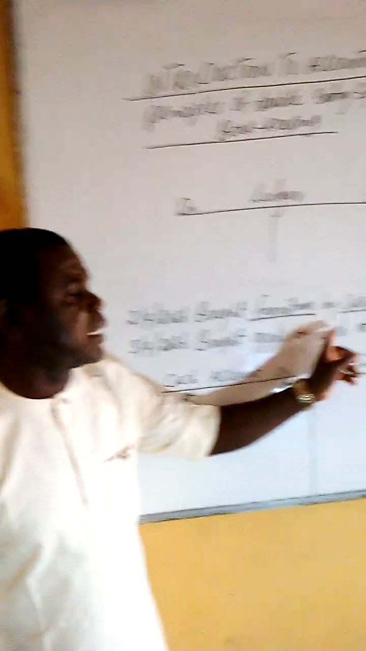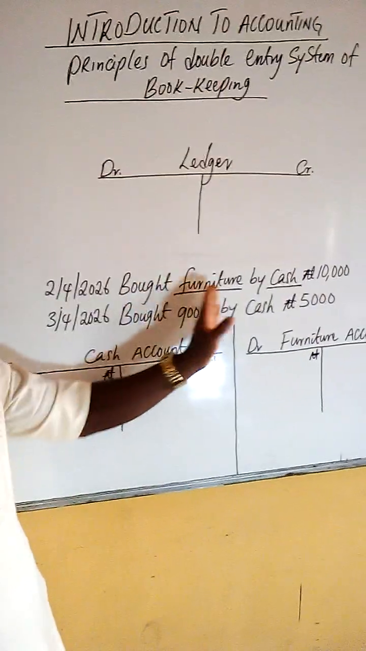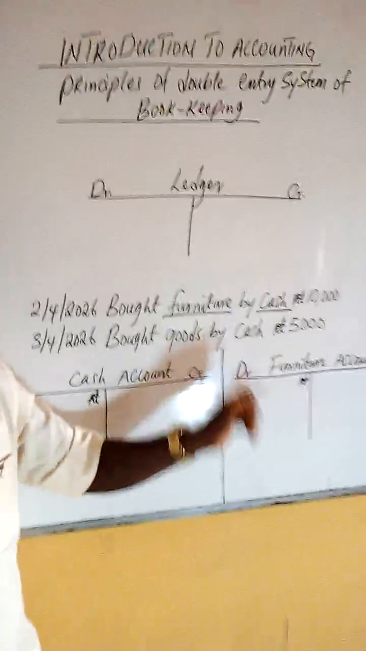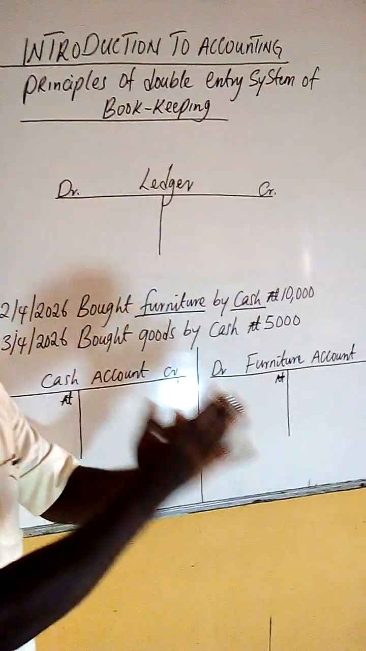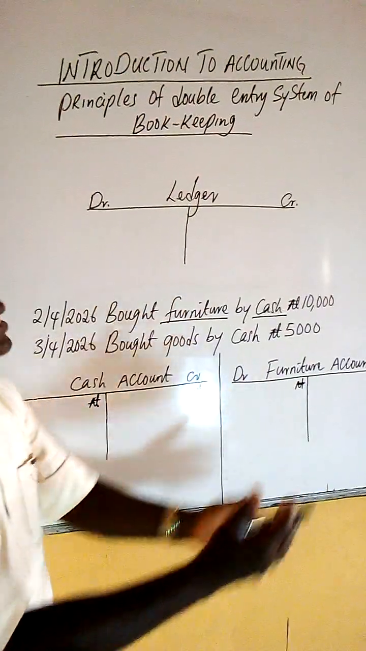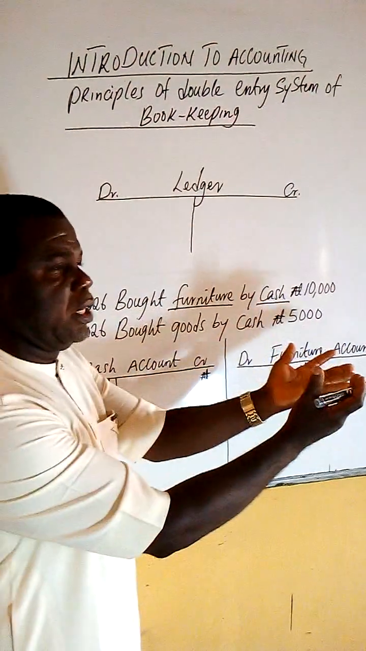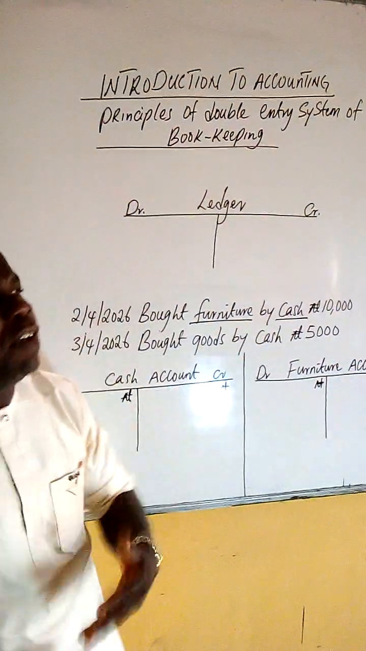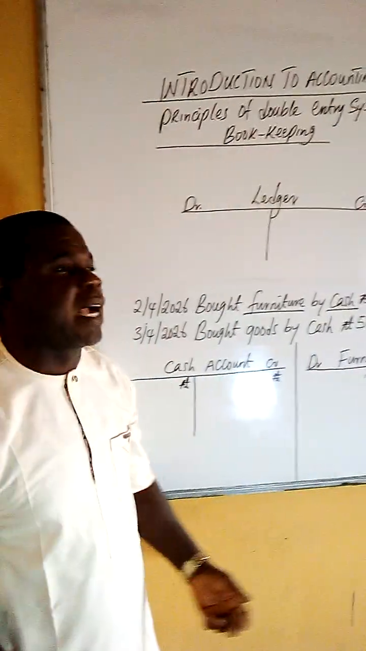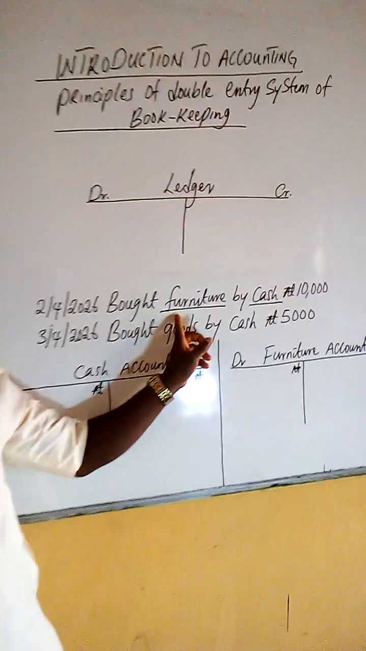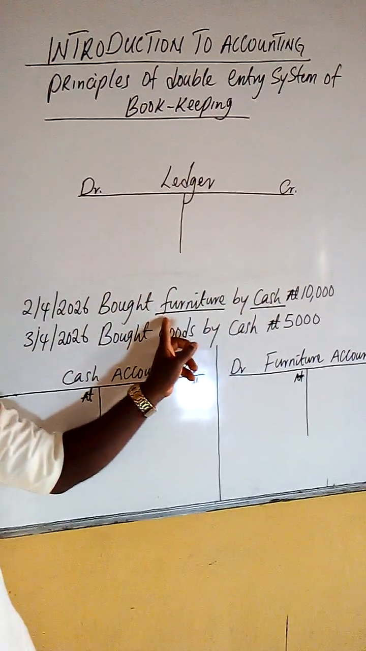We are trying to understand that if a business or an individual wants to purchase furniture by cash, it means the business is going to give out cash. The giver account is the account that gives, and that's the account you are going to credit. Then as you give out cash, you are going to receive something, and what you receive becomes the receiver account. In this case, what you receive is the furniture. So cash becomes the giver account, and then furniture becomes the receiver account.